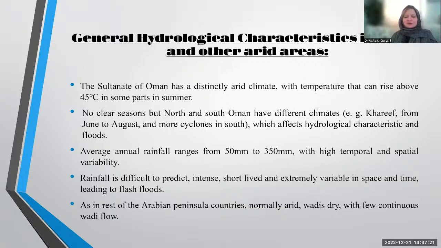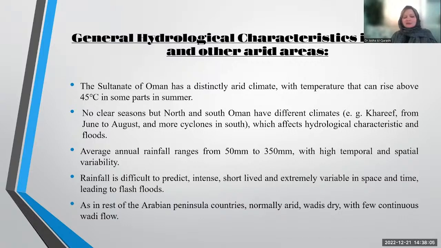The temperature in arid areas is usually very high. If we talk about Oman, it can rise up to 45 degrees centigrade in some parts in summer, and we know in some countries it can reach above 50 also. There are no clear seasons. We have mostly summer and winter, and we don't experience spring and autumn a lot. But in the south of Oman, we have the Al-Kharif season, from June to August, where that part of our country is affected by the monsoon.